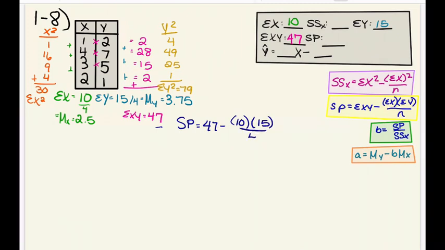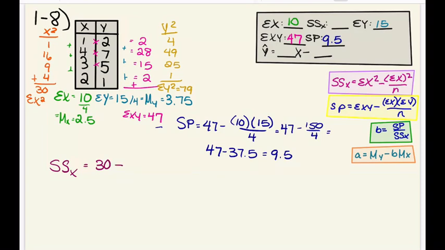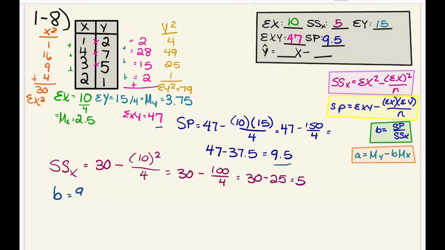The next equation that we need to determine our slope is the sum of squares for the x scores. We'll take our sum of x squared and subtract the sum of x, squared, divided by n. To calculate our slope, we'll take the sum of products and divide it by the sum of squares for the x scores.